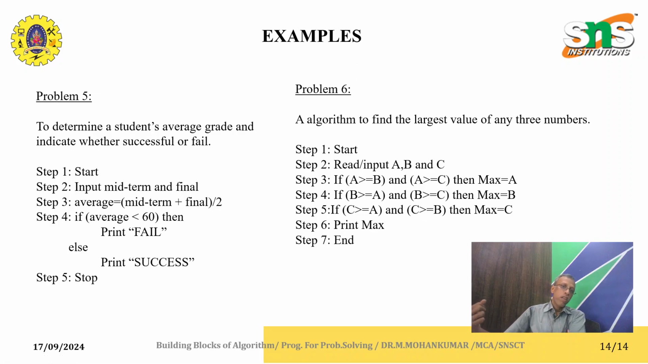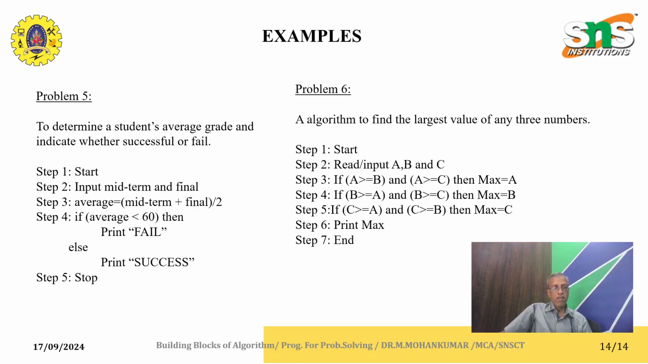Problem 5. To determine a student's average grade and indicate whether successful or failed: start, input midterm and final. Average equal to midterm plus final divided by 2. To find the average, we will calculate midterm plus final and divide by 2. So two exams are there, midterm exam and final exam. We will add them and divide by 2. If there are 3 exams, internal 1, internal 2 and internal 3, you have to add the 3 exams and divide by 3.